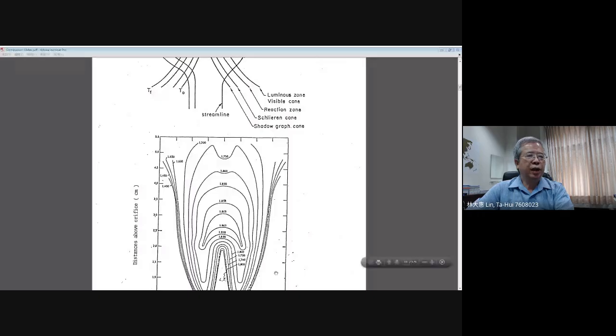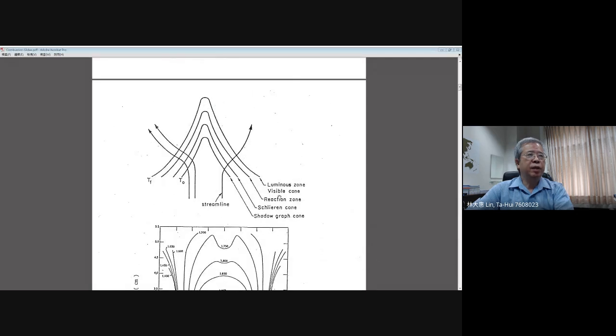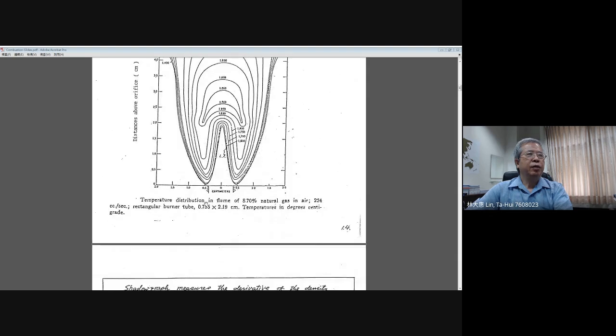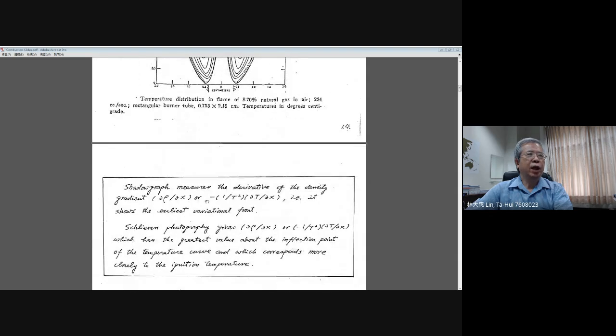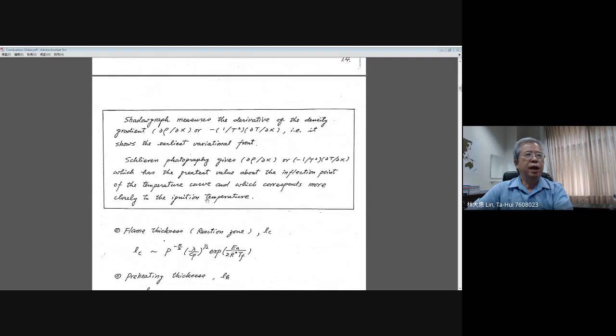Now we go back to the slides. Now you can understand the differences between the image measured by different techniques. The earliest you can find is by shadowgraph, then schlieren, then reaction zone, then luminous zone, or we call it the visible zone. That means you need to be very careful to identify the real location of your given premixed flame by using different kinds of techniques.